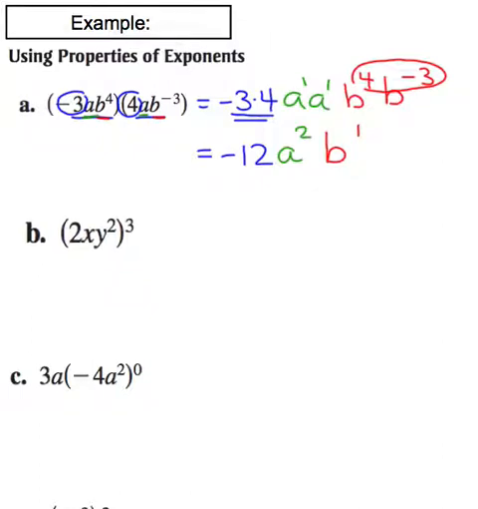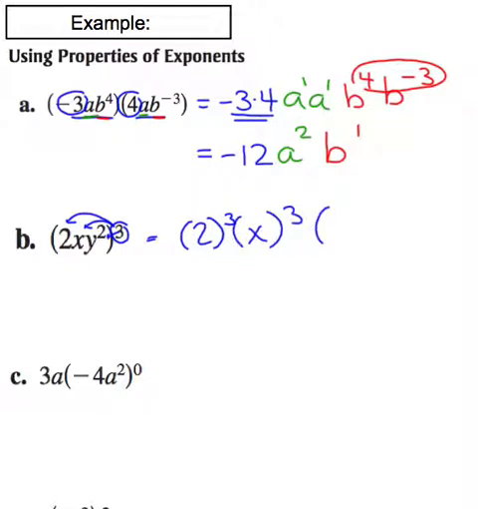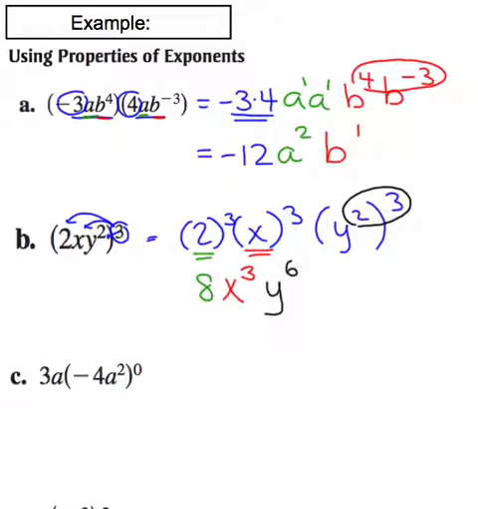All right, example B. What we have is an exponent out here. If you remember, we can distribute it to all the pieces. So it's 2 raised to the 3rd, x raised to the 3rd, and then y squared raised to the 3rd. Let's take care of this first. 2 times 2 times 2 is 8. x times x times x is still just x cubed. And now this is a power to a power that represents y squared times y squared times y squared, where you multiply those numbers together to give you y to the 6.